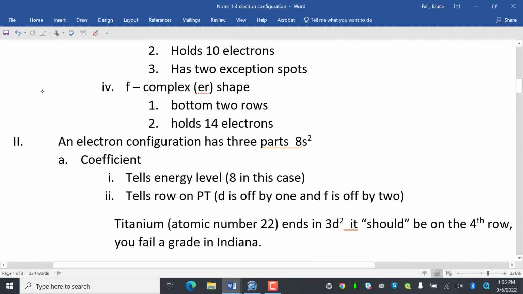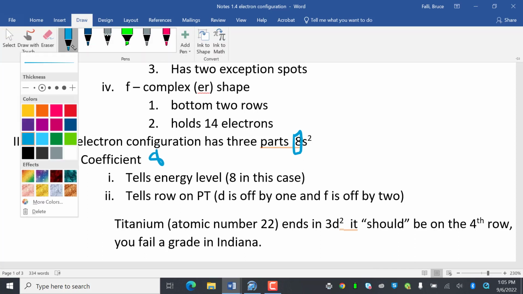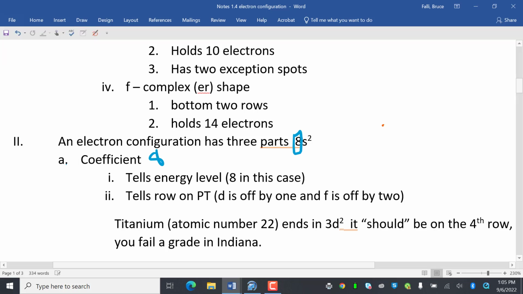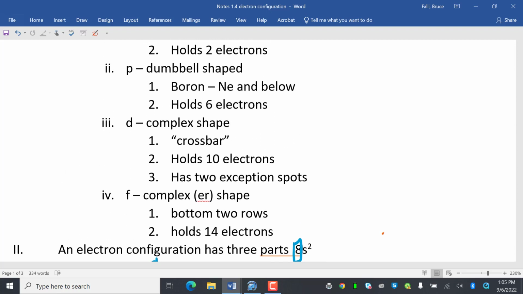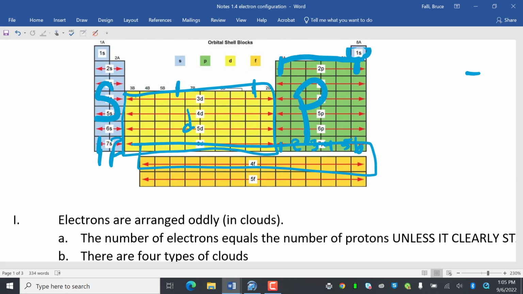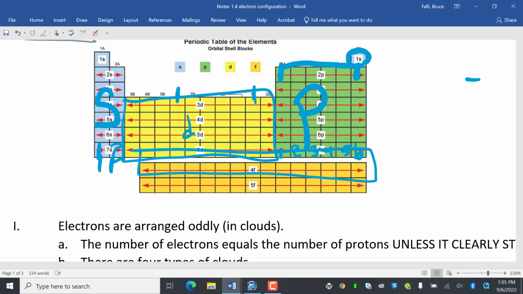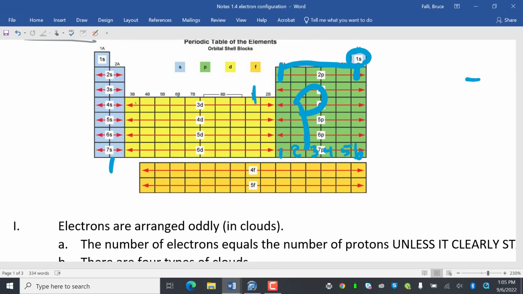All right. An electron configuration has 3 parts. The first part is the coefficient. That's the 8 in this case, right? That tells us the energy level. That tells us the row on the periodic table. D is off by 1 and F is off by 2. So let me just pull this up here if you're looking at a periodic table. I'm going to erase these things on here. You don't want to erase them on yours, but just so I can talk a little better.